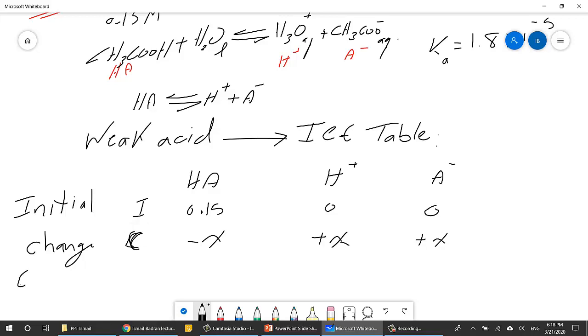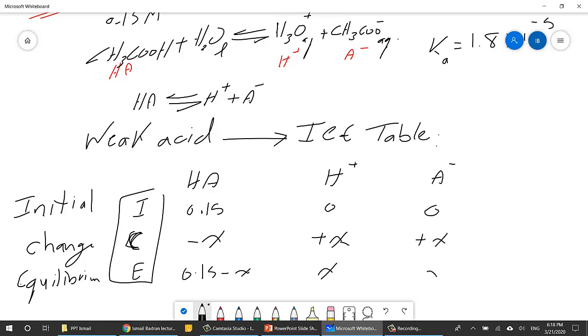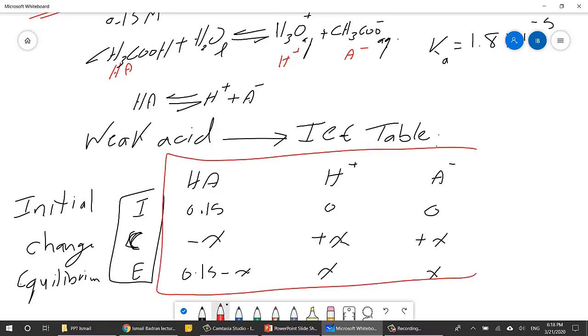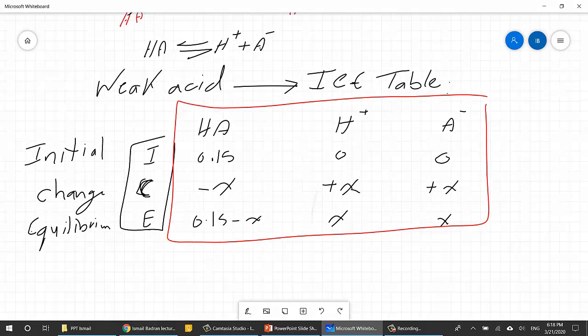Now at equilibrium, which is E, so that's why it's ICE, you just add the I and C. So E is equal to I plus C. So this is 0.15 minus X, 0 plus X is X, and 0 plus X is X. So this is your ICE table here that you're going to use to solve these problems.